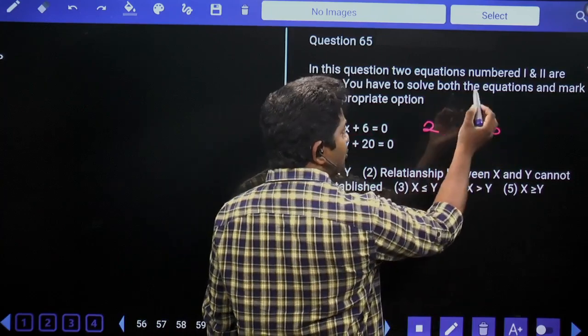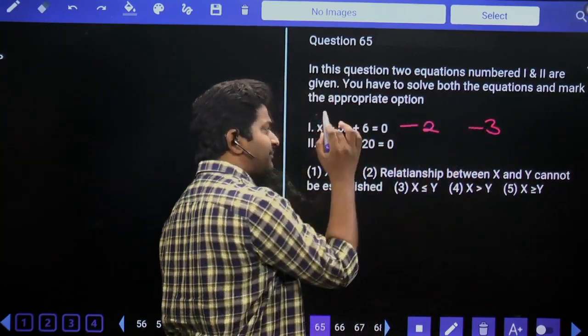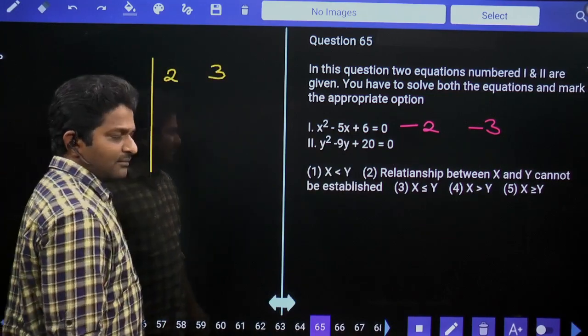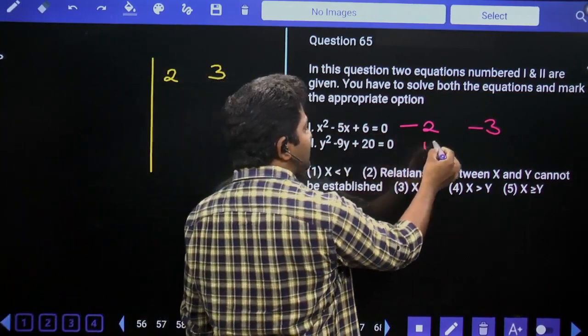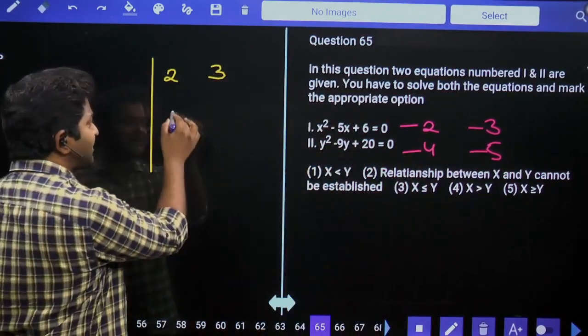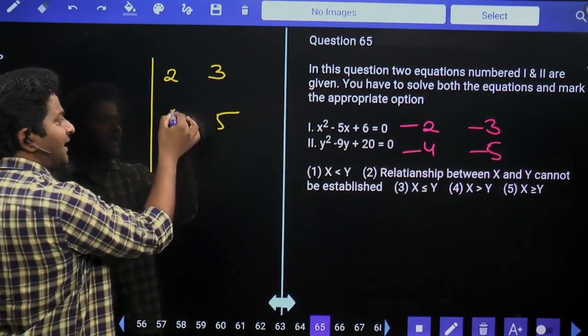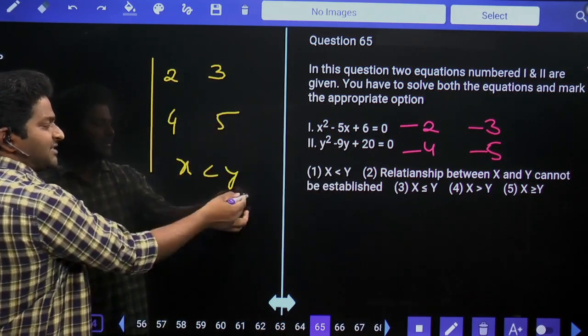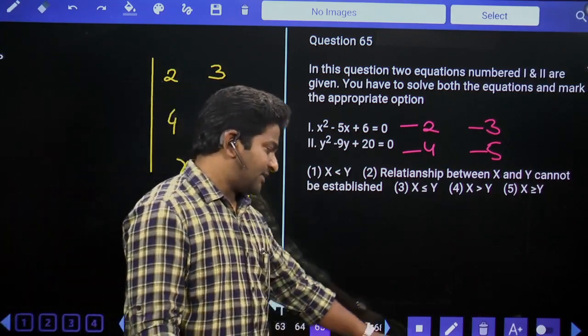And now 6 we have. 6 can be written as 2 into 3. Minus 2 minus 3, minus 5. Then factors are plus 2, plus 3. 20 can be written as 4 into 5. Minus 4 minus 5, minus 9. Factors are plus 4, plus 5. x less than y, x less than y. x less than y, x less than y. x less than y is our final answer.